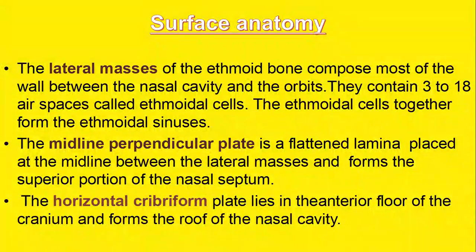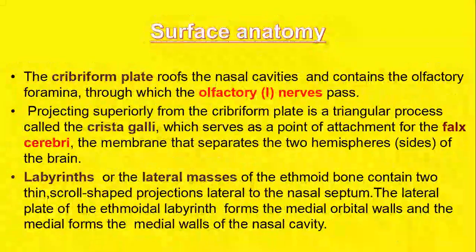The horizontal cribriform plate lies in the anterior floor of the cranium and forms the roof of the nasal cavity. The cribriform plate roofs the nasal cavity and contains the olfactory foramina through which the olfactory nerve number 1 passes. Projecting superiorly from the cribriform plate is a triangular process called the crista galli, which serves as a point of attachment for the falx cerebri, the membrane that separates the two hemispheres of the brain.